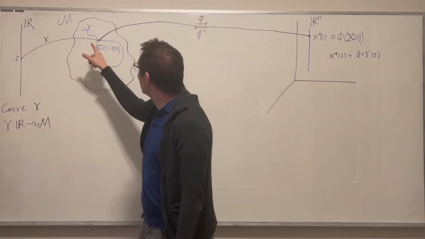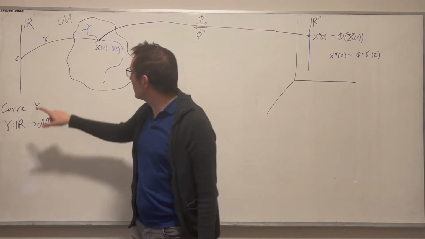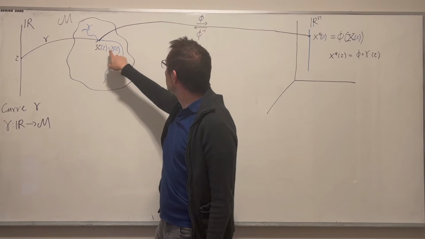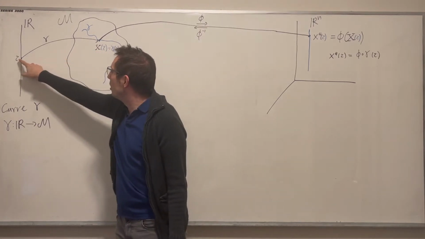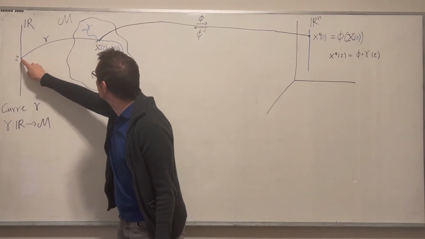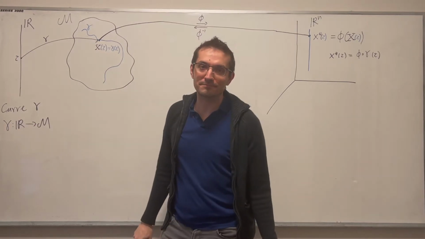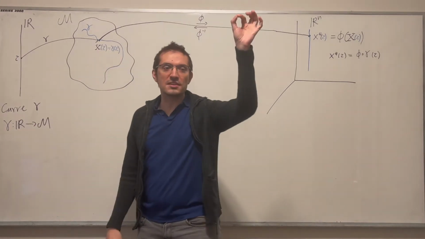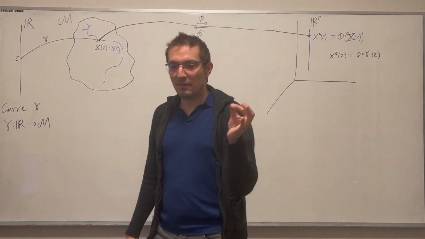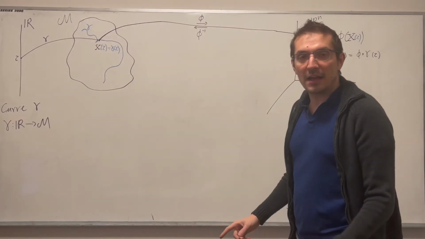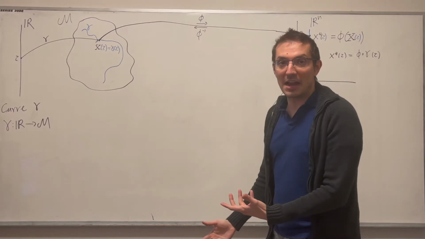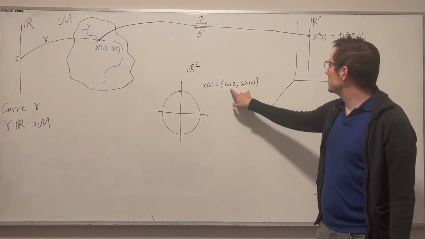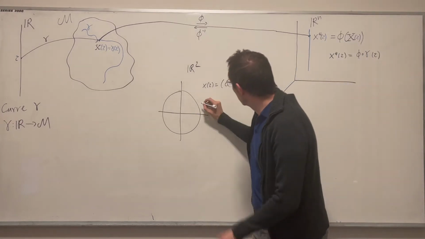A curve is a function that goes from the real numbers to the manifold. So I have a gamma of tau, and for every value of tau, I connect with one point of the manifold. So I can define an x that now depends on tau, which is a point in the curve. We've seen this many times. For example, you write a parametrized curve in R2 like this: x of tau equals cosine tau, sine of tau. This is x of tau.